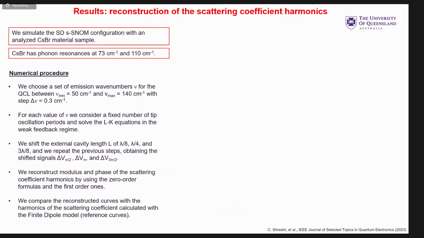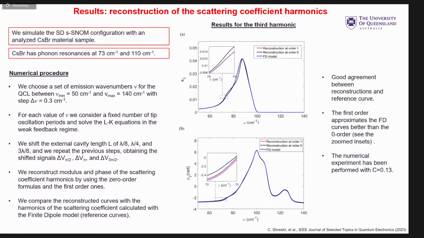And we use zero-order formulas and first-order formulas to compare between each other. And also we want to compare them with some reference curves. And in particular, we calculated the harmonics of the scattering coefficient by using the finite dipole model. So we have 2 reconstructions and some reference curves obtained by calculation.